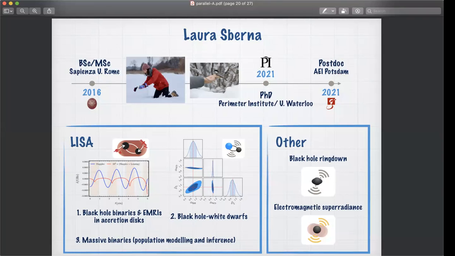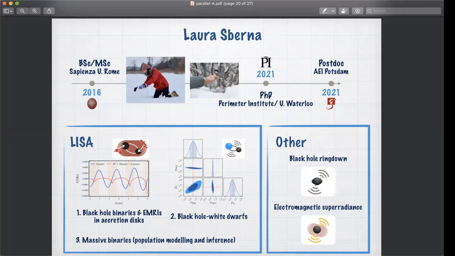Another LISA source where matter effects are very important are galactic binaries. And in particular, we focused on a subset of galactic binaries where there's a black hole and a white dwarf. And these binaries are less numerous, we expect, in our galaxy and globular clusters, but they've also been an elusive source for astronomers, and so they're a very interesting target for LISA.